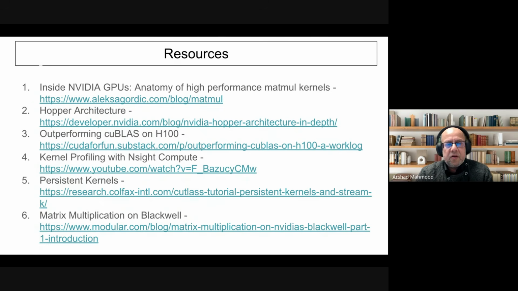As I said, some of those blog posts, things like outperforming cuBLAS on H100, which is number 3, that's a really good one. And the Modular one, which is number 6 there, matrix multiplication on Blackwell, is a really good set as well. It covers the hardware, and there are actually 6-7 parts to it, but it's super useful if you're really interested in modern GPUs. And yeah, that's the presentation. I don't know if anybody's got any questions.